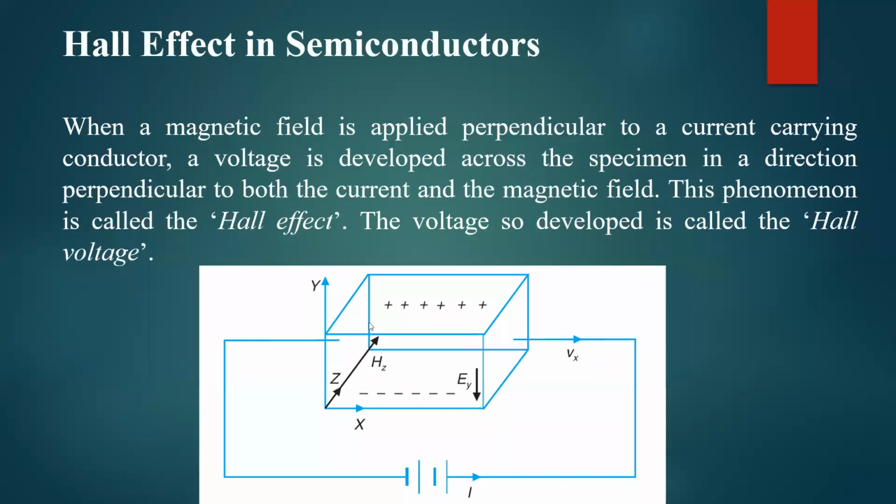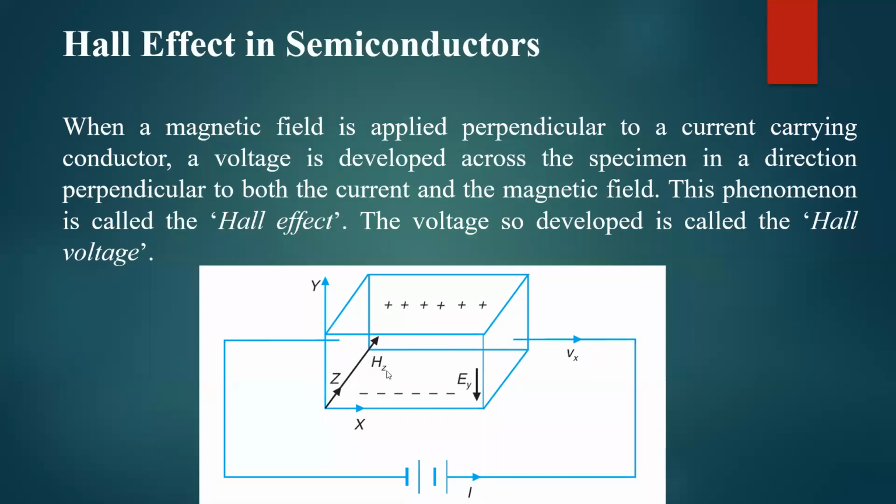If you take this particular diagram here, a semiconductor material is connected to the external battery along the X direction, so that current will flow along the X direction. If you apply the magnetic field along the Z direction like this, then the moving electrons inside the semiconductor will be pushed downwards. And that effect is called the Hall effect.